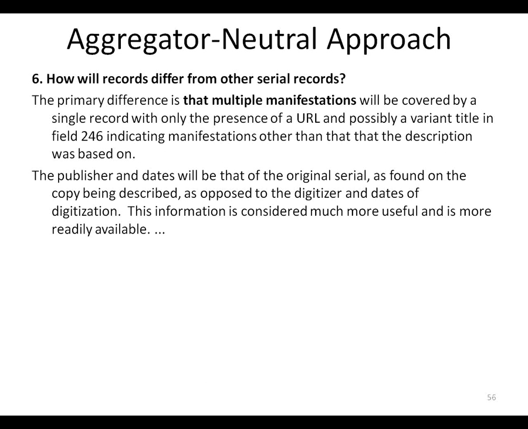So the way that these records differ from other serial records is that multiple manifestations of electronic serials are covered by a single record, with only the presence of the URL and possibly a variant title in a 246 indicating the different manifestations. The sum of the publication information is the same as the original serial.